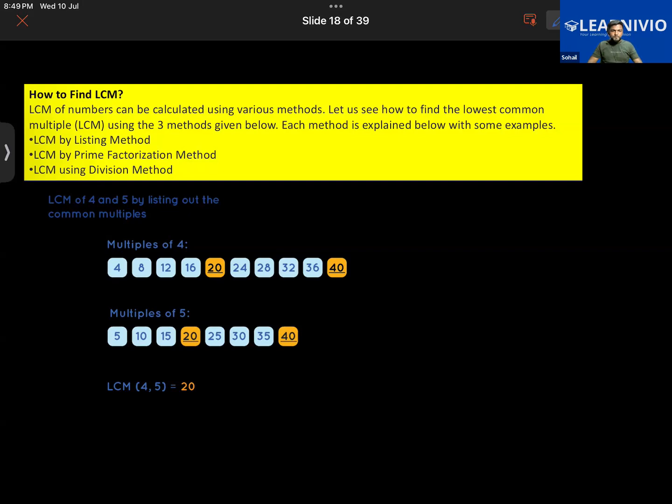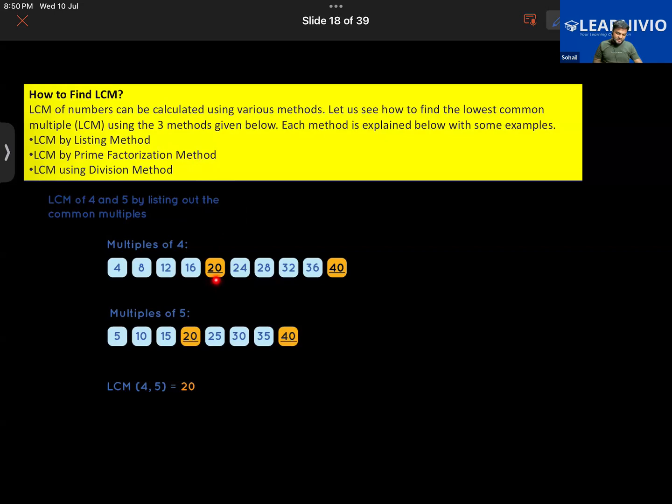Common multiples of 4 and 5. What are they? As you can see in this image, 20 and 40. Good. So 20 is the LCM. Exactly. It's the lowest common multiple. Very good. So that is the first method, the listing method.